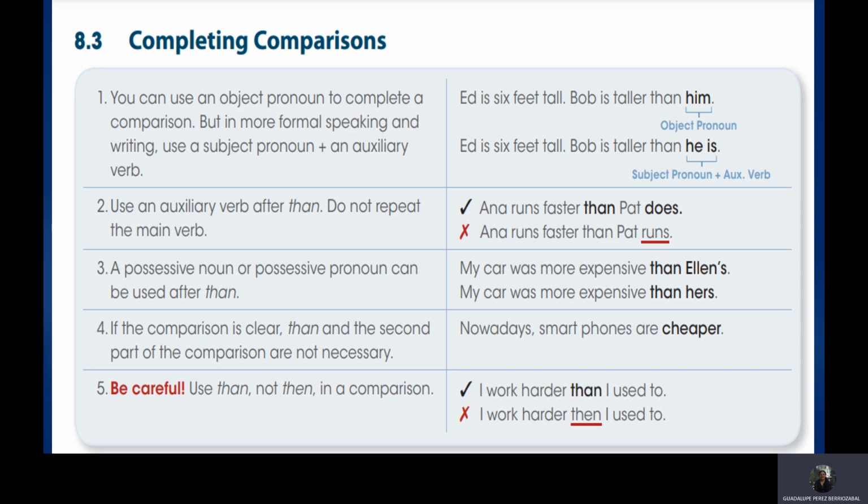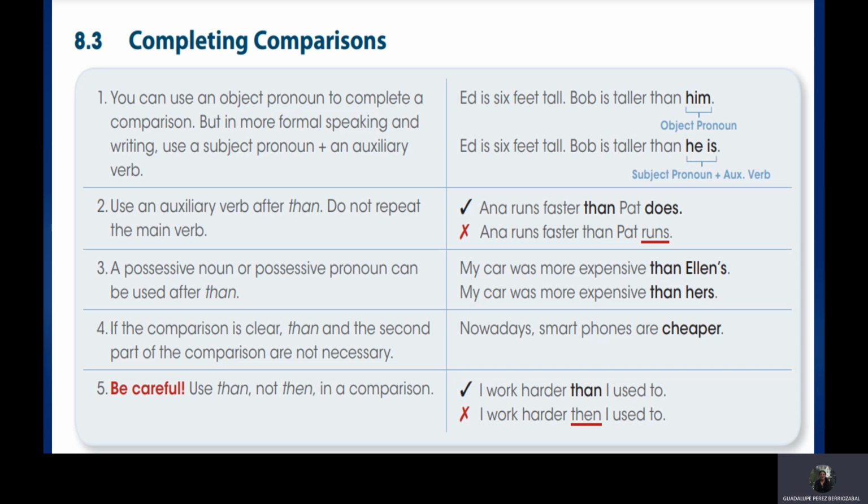And then, if the comparison is clear, we can omit than and the second part of the comparison because it's not necessary. In the example, nowadays, smartphones are cheaper. It's a fact. Okay? For that reason, we can omit the second part.